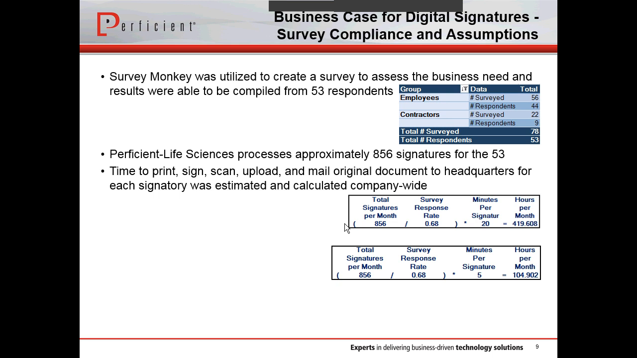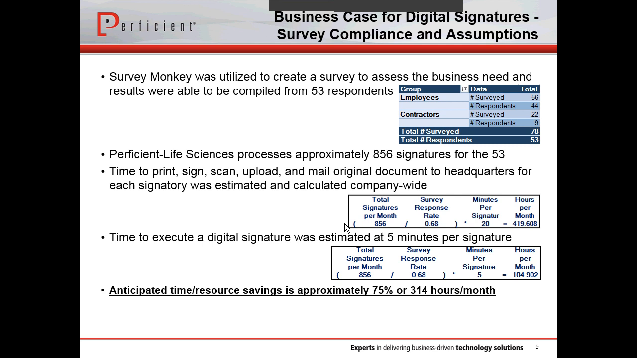And then we estimated that it would take about 5 minutes or so to do a digital signature. If we were to only spend 5 minutes on a signature, that would be 105 hours per month approximately, and that would give us approximately a 75%, or 314 hours per month, time savings.